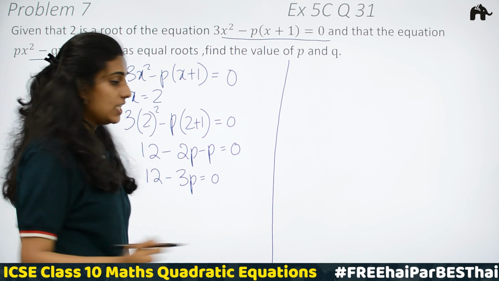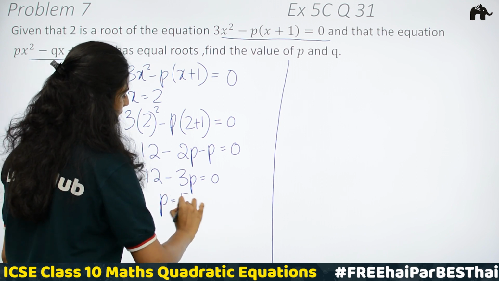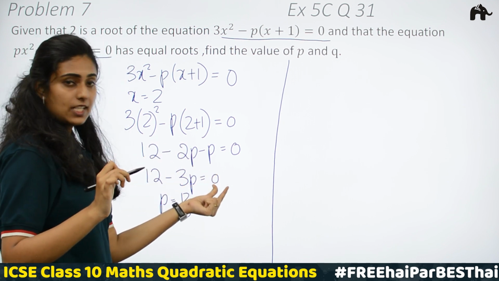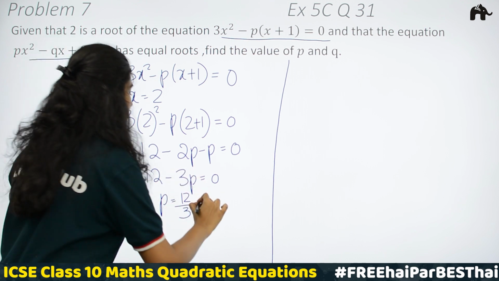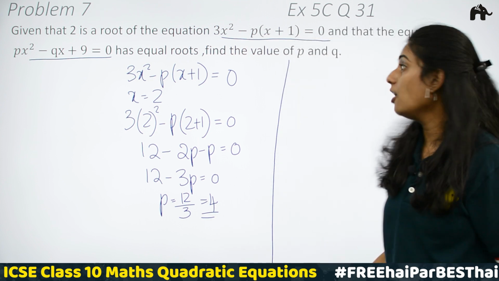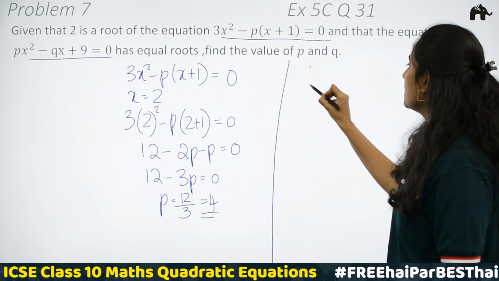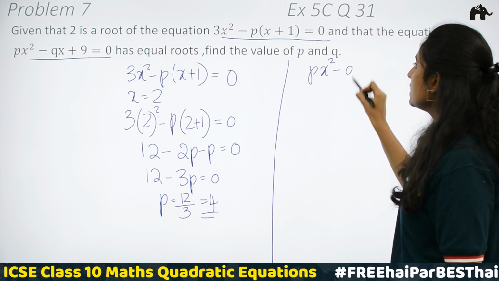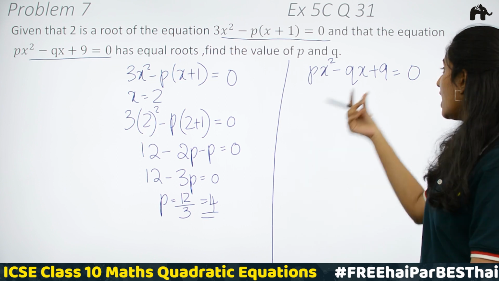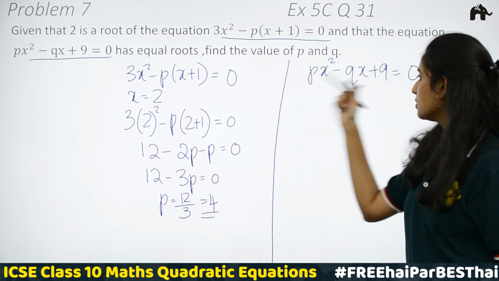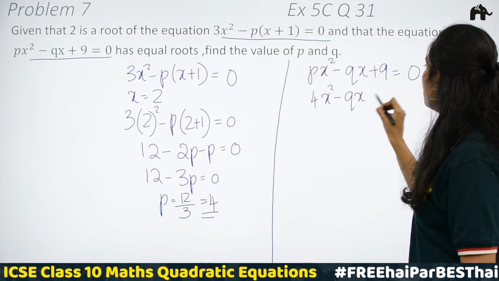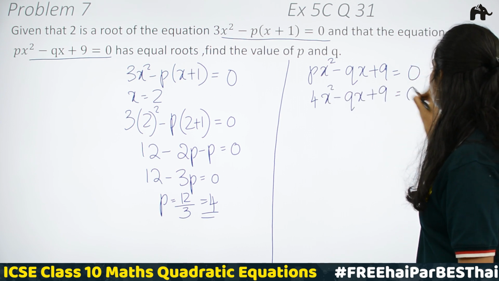Then what is the value of p? p will be equal to 12 divided by 3. That is, we get 12 is equal to 3p, or p is equal to 12 by 3, that is equal to 4. We got the value of p. p is equal to 4. Now in the second equation, we have px square minus qx plus 9 is equal to 0. We need to find the value of q. We already know the value of p. Substitute this value. 4x square minus qx plus 9 is equal to 0.